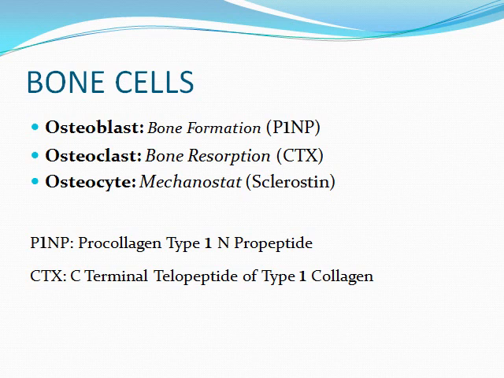The osteoclast is a cell that causes resorption of bone, and it produces a substance known as CTX, or C-terminal telopeptide of type 1 collagen. The osteocyte produces a substance called sclerostin, and sclerostin will inhibit bone formation and may have other functions as well, but there's emerging information about sclerostin and osteocytes, which appear to be very important.